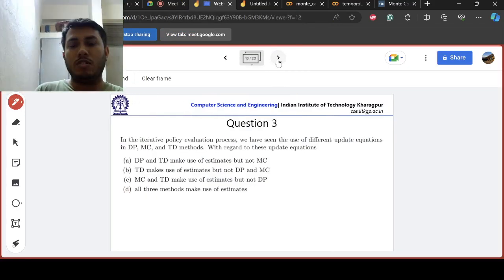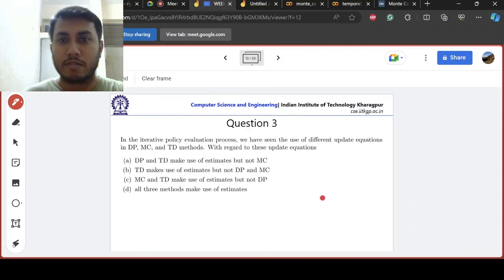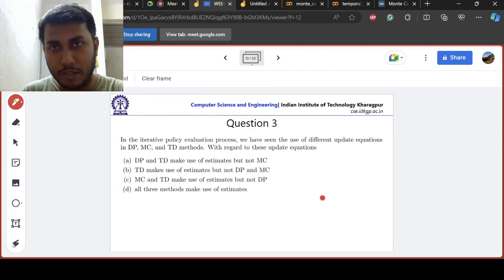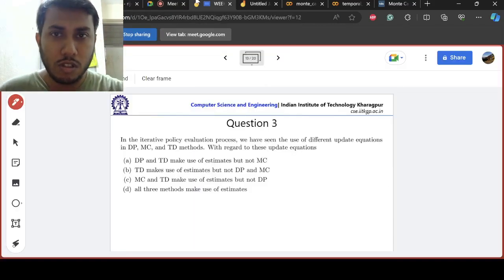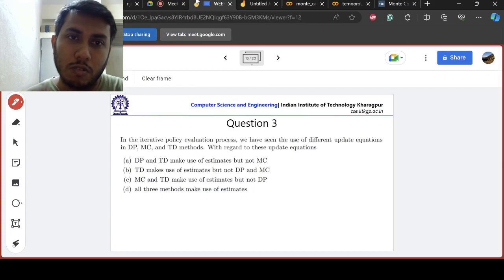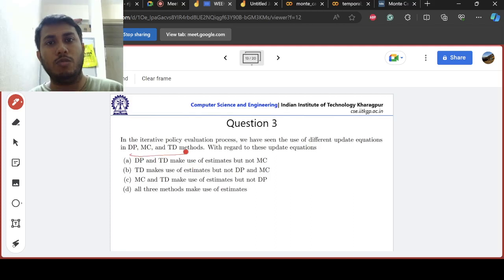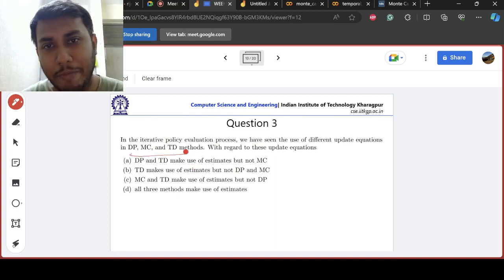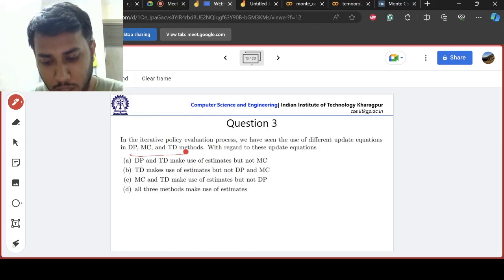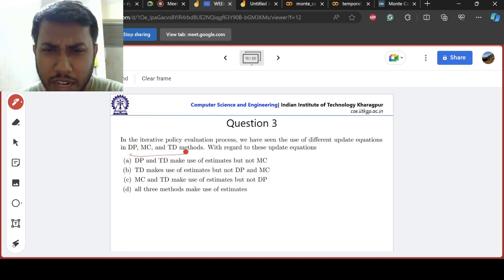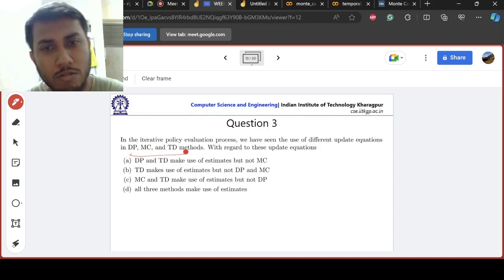Okay, so let's come to question number 3. In the iterative policy evaluation process, we have seen the use of different update equations in DP, MC and TD. With regard to these equations: DP and TD make use of estimates but not MC. TD makes use of estimates but not DP and MC. MC and TD make use of estimates and not DP. All three make use of estimates.